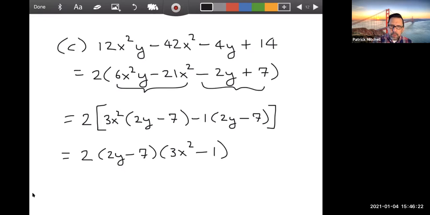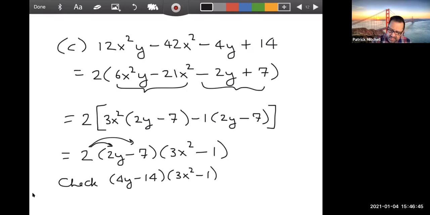If you were to check this, now let's go ahead and check it. You might want to start out by taking that 2 and just distributing it into one of these factors, not into both. So that would give me 4y minus 14, and now I would multiply that by 3x squared minus 1. And using FOIL, I will try hard to use actual FOIL this time. First would be 12x squared y. Outer would be minus 4y. Inner would be minus 42.